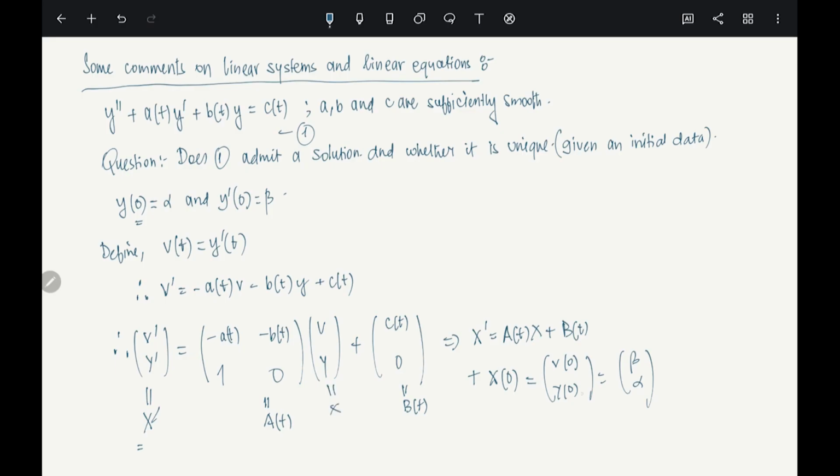So v at the point 0, y at the point, fine. So you see, this is a vector in R2. So it's a 2 cross 2 system, as I have always explained. Now, whether this problem has a solution or not.